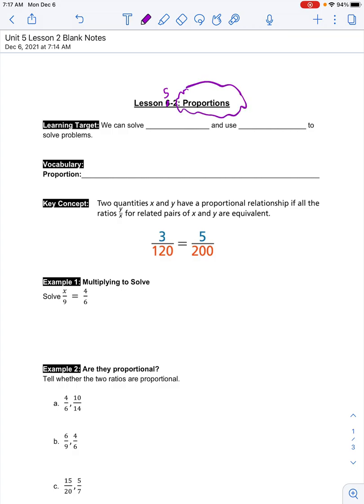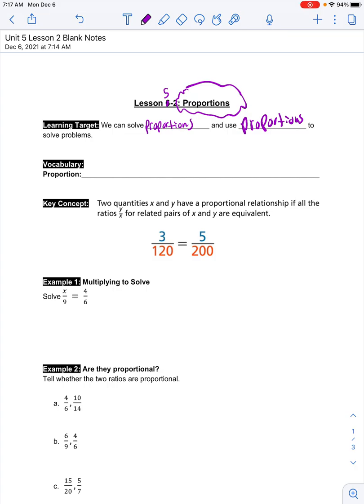Keyword today is proportions. So we are going to solve some proportions, and we're going to use proportions to solve problems as well. So we're going to get our proportional reasoning in today. Proportions to solve problems. So what is a proportion?